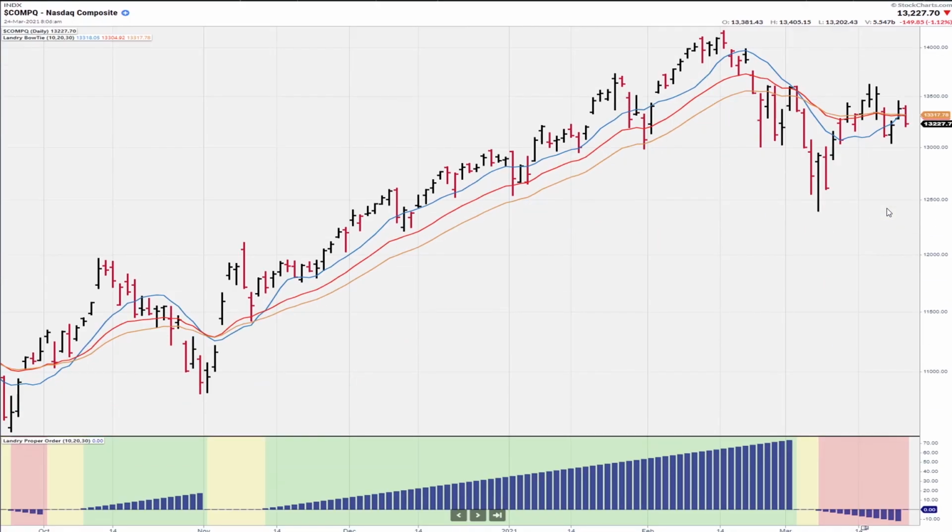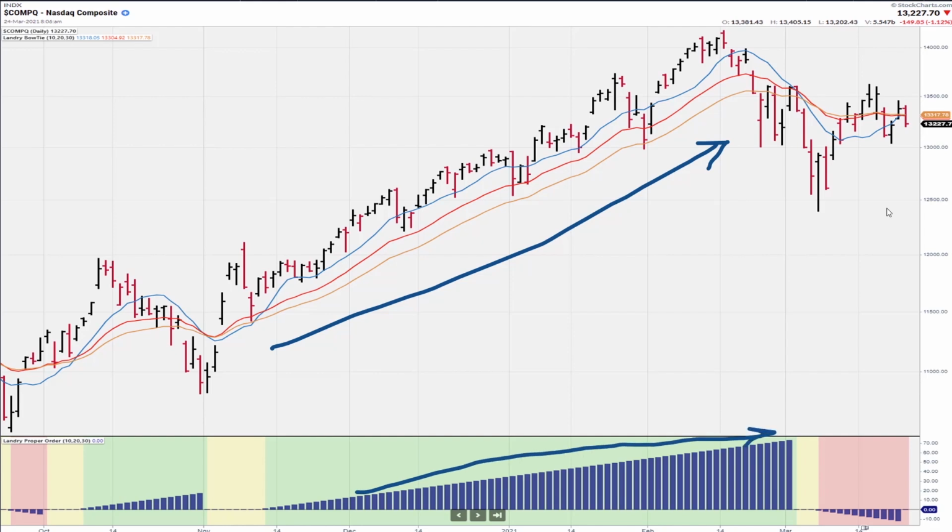Now let's take a look at the NASDAQ composite. Looks a little bit worse than the S&P, but you can see it was in a nice uptrend for a long time. Bow tie moving averages were in proper uptrend order. We had a bit of a caution period where it looked like it was beginning to roll over in here, but it's pulled back a little bit. But now the moving averages have been in downtrend proper order for a while in here. So NASDAQ looking a little bit questionable.